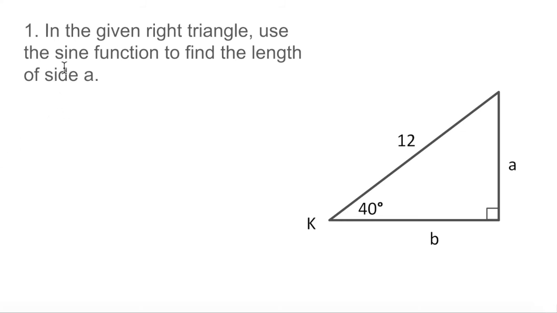So in problem number 1 here, in the right triangle given, use the sine function to find the length of side A. First, which one is the hypotenuse? Well, that's opposite the right angle. So the hypotenuse is 12, isn't it? Let's figure this out. H equals 12. Angle K we know because it's 40 degrees. K equals 40.